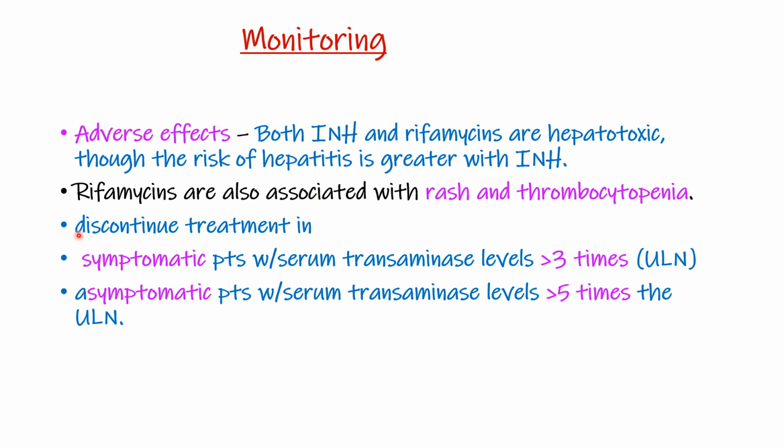You discontinue the treatment if the patient is symptomatic of hepatitis and they have elevated serum transaminases, that is AST and ALT, greater than 3 times the upper limit. And if the patient is asymptomatic and the transaminases are elevated 5 times the upper limit.